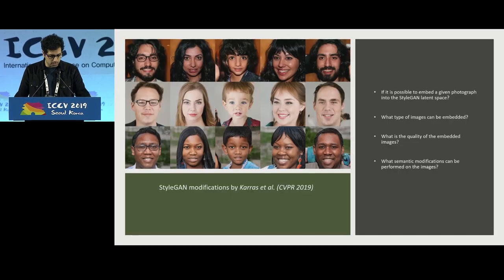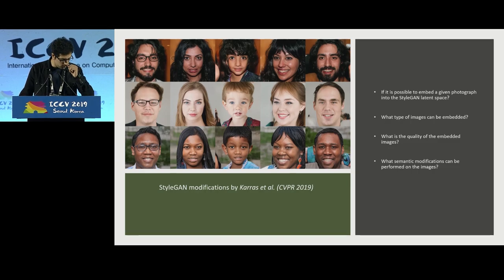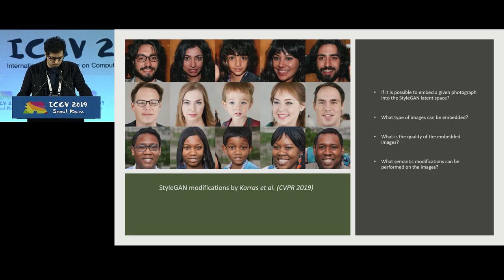StyleGAN, proposed by Karras and others, is state-of-the-art in synthesizing high-quality and realistic-looking images. Since StyleGAN enables semantic image modifications, we believe it would be exciting to modify a given image rather than a randomly generated one. Our work aims to answer the following questions. Is it able to embed images into its latent space? What types of images can be embedded? What is the quality of the embedded images, and what semantic modifications can be performed?